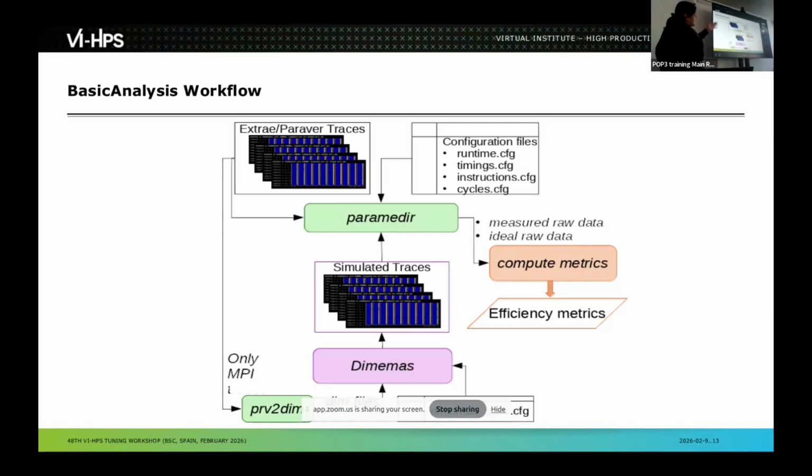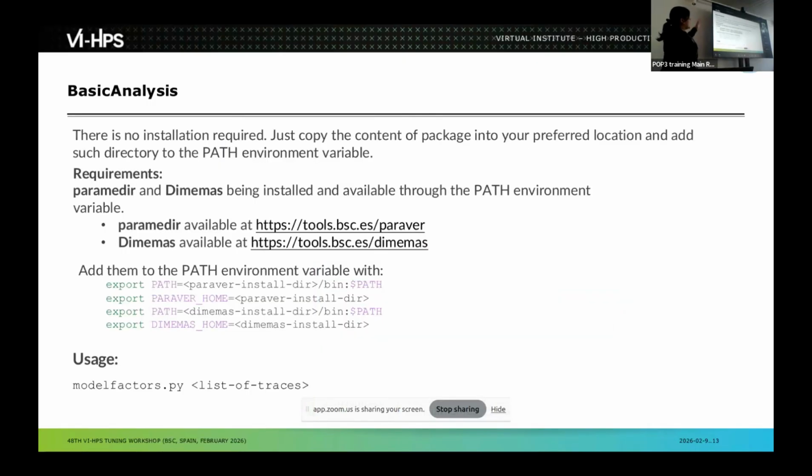Basic analysis automatically detects if you are working with MPI only, OpenMP only, or a combination of MPI with OpenMP or with CUDA. So this means that we have a dependency with Paramedir. That is mandatory, so we need Paramedir in our system to use basic analysis. And we also need Dimemas, but Dimemas is optional. If we don't have Dimemas in our system, we can still obtain some submetrics related with the communication.